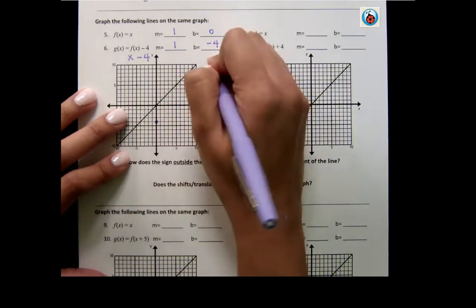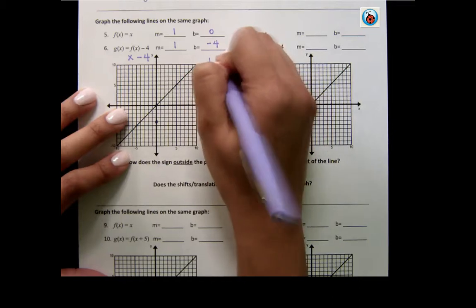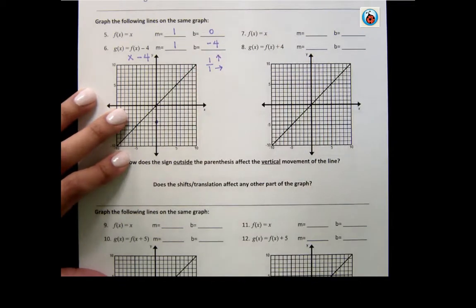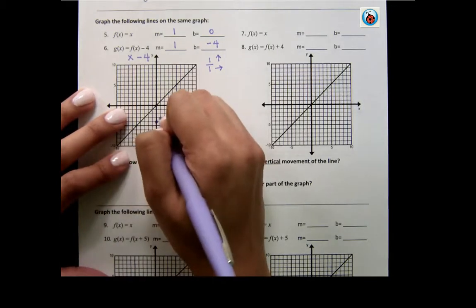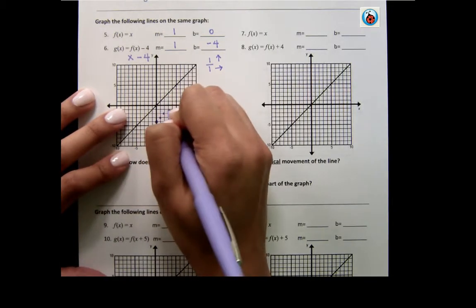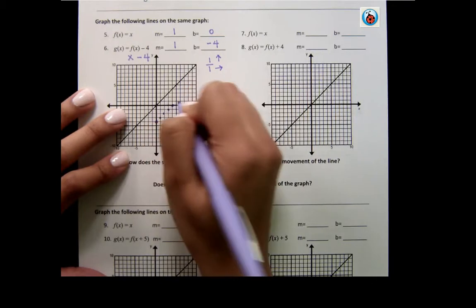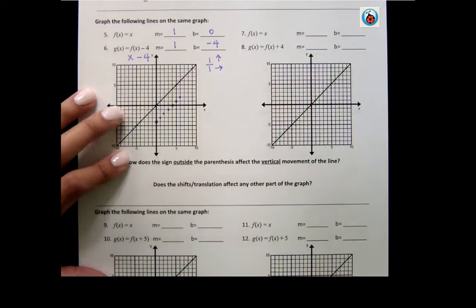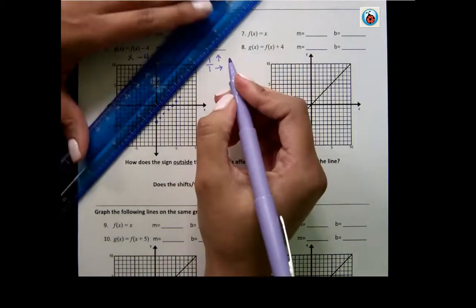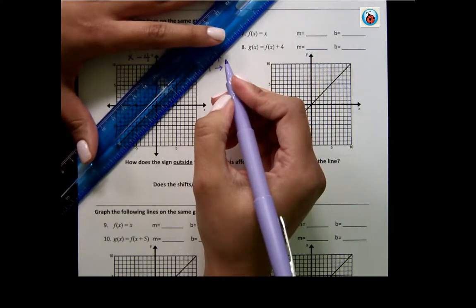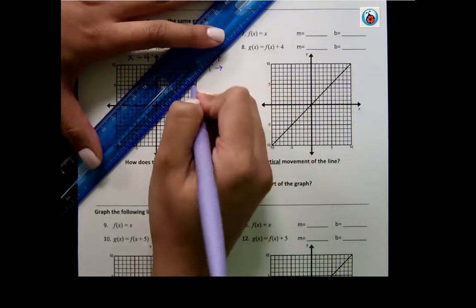And my slope is 1 over 1. I go up 1, right 1. Positive both ways. So up 1, right 1, up 1, right 1, and you can keep going. When we have our points, go ahead and connect them to create our line.